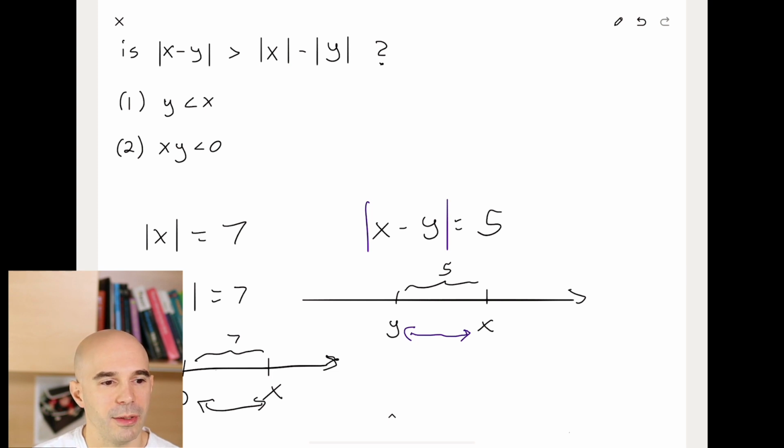Because if something is 7 units away from 0, then one thing you can say for sure is it's either 7 or negative 7. Those are the only options when you're 7 units away from 0.